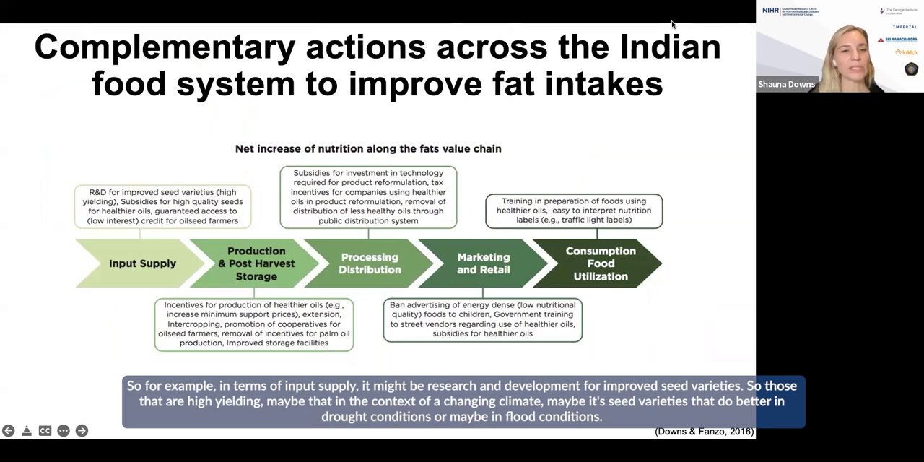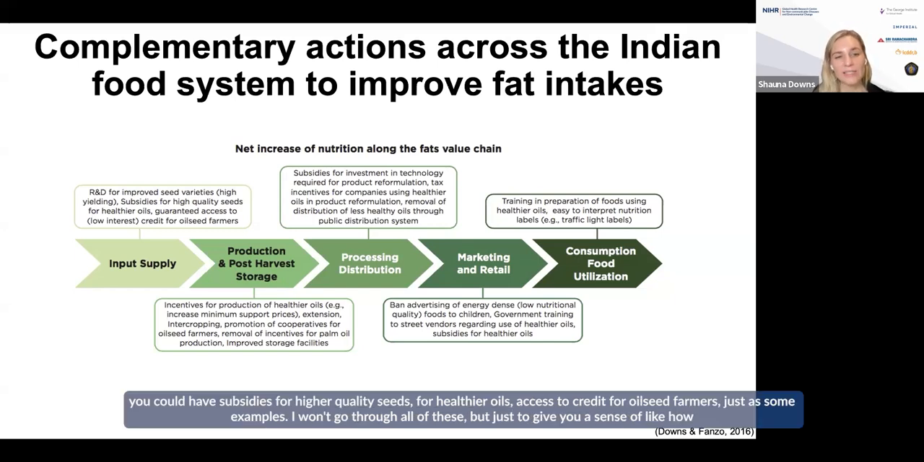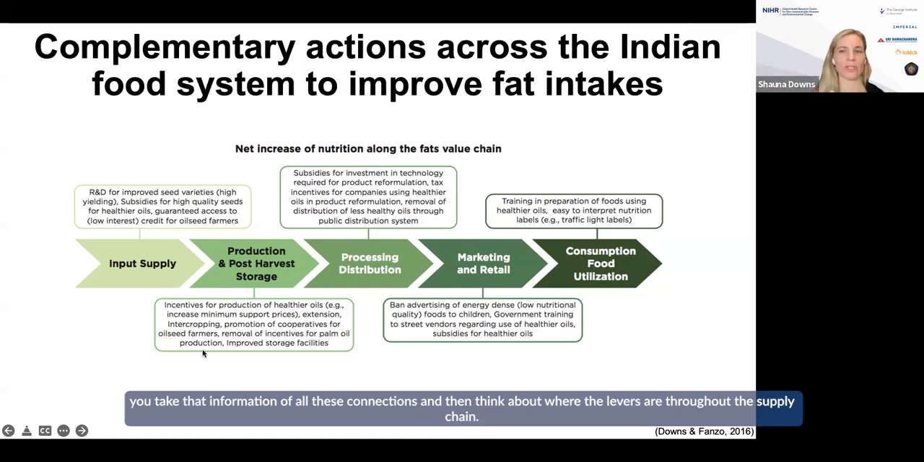So for example, in terms of input supply, it might be research and development for improved seed varieties. So those that are high yielding, maybe, in the context of a changing climate, seed varieties that do better in drought conditions or maybe in flood conditions, depending on what the local context is. You could have subsidies for higher quality seeds for healthier oils, access to credit for oilseed farmers, just as some examples. I won't go through all of these, but just to give you a sense of how you take that information of all these connections and then think about where the levers are throughout the supply chain.